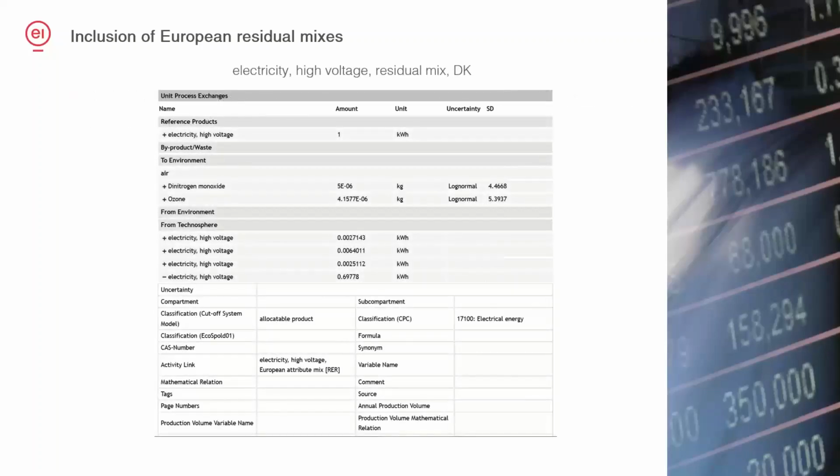For example, the Danish residual mix, here shown in ecoquery, you can see that almost 70% is coming from the European attribute mix, here shown in the activity link.